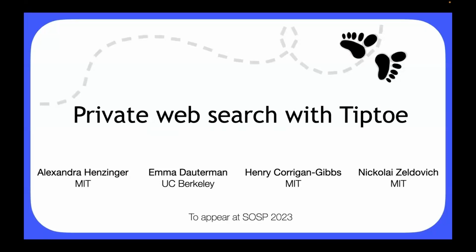So hi everyone, I'm Alexandra, and I'm going to talk to you today about building private web search. This is joint work with Emma, Henry, and Nikolai, and it's going to appear at SOSP in the fall. Every day when we browse the web, we make search queries, and these queries often reveal sensitive personal information about us. For example, this might be information like where we are, what we're doing, and what we care about. And today, the way search works is that when we want to make a query, we send this query over an encrypted channel.